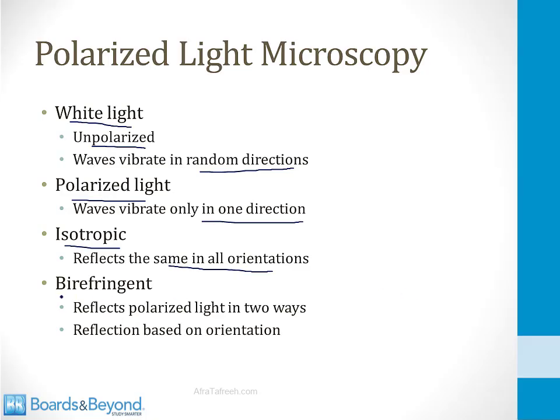But objects that are birefringent, like gout crystals, will reflect polarized light in two ways. That's why they're called birefringent. And the reflection is based on the orientation. So when they are parallel to the light rays, they will reflect in one manner, and when they are perpendicular to the light rays, they will reflect in a different manner.